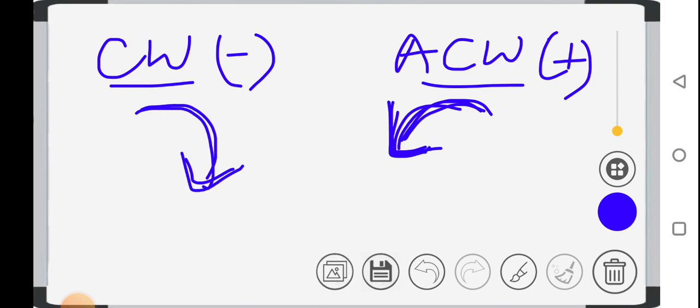Okay, and clockwise is always negative and anti-clockwise is always positive. So children, I hope it is clear to you.